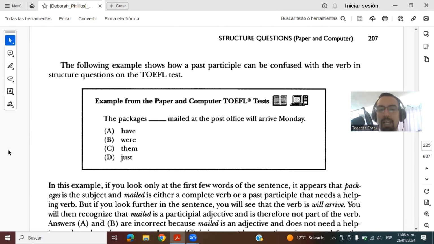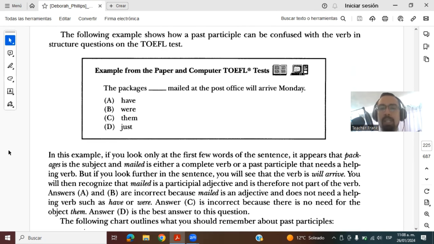So now let's look at an example. How will TOEFL evaluate this? So let's see. It says the packages mailed at the post office will arrive Monday, right? If we read it all, we'll see that over here is the verb, right? Will arrive. What or who will arrive? Probably the packages, right? And mailed in this case is a past participle, right? It does come from a verb, but I don't think that's the verb or another verb because the packages can't mail, right? They're not animate objects. They're not like you and me. They can't move, right? They're just packages.